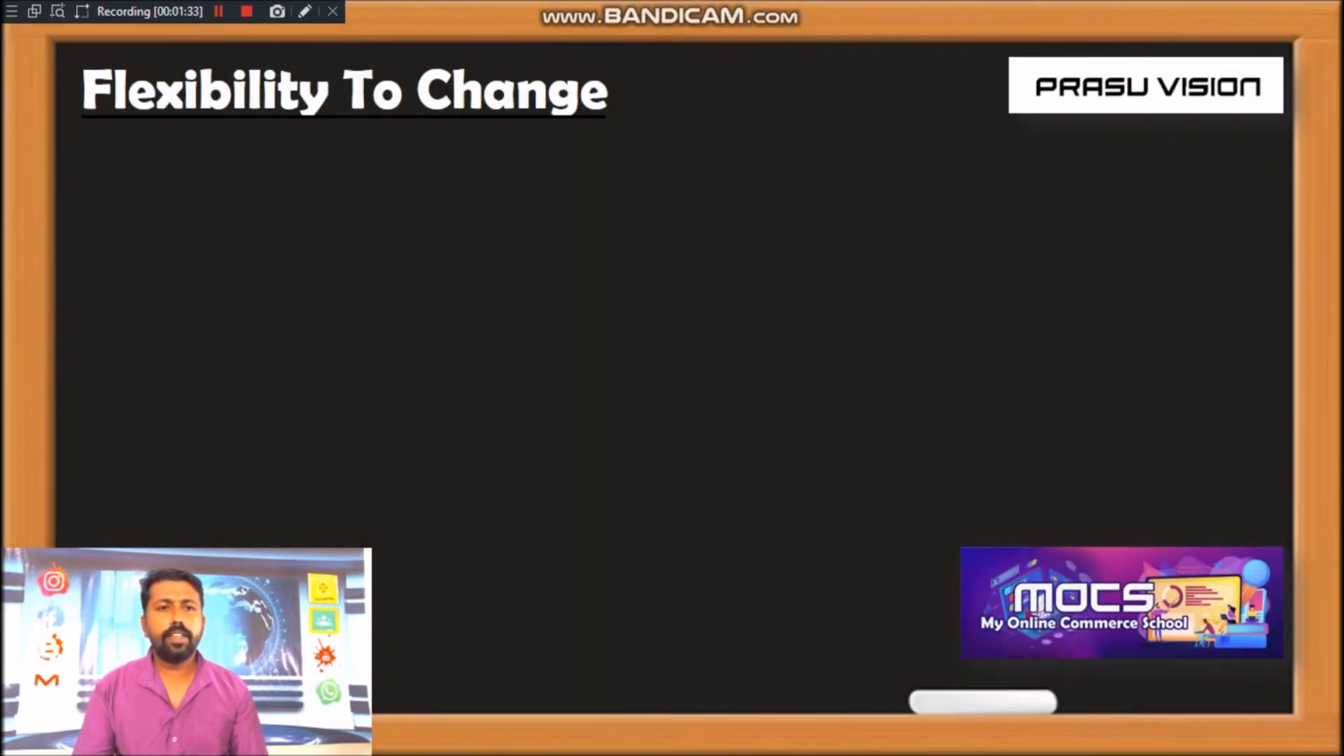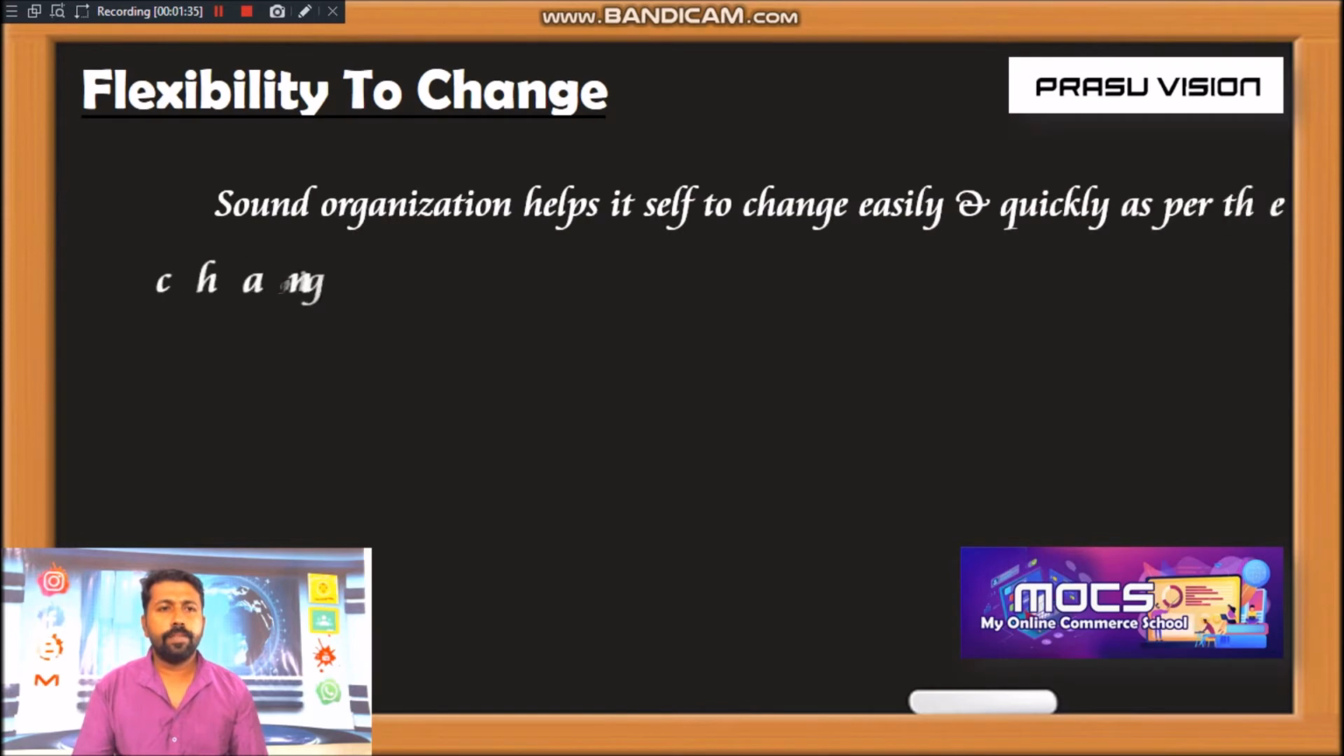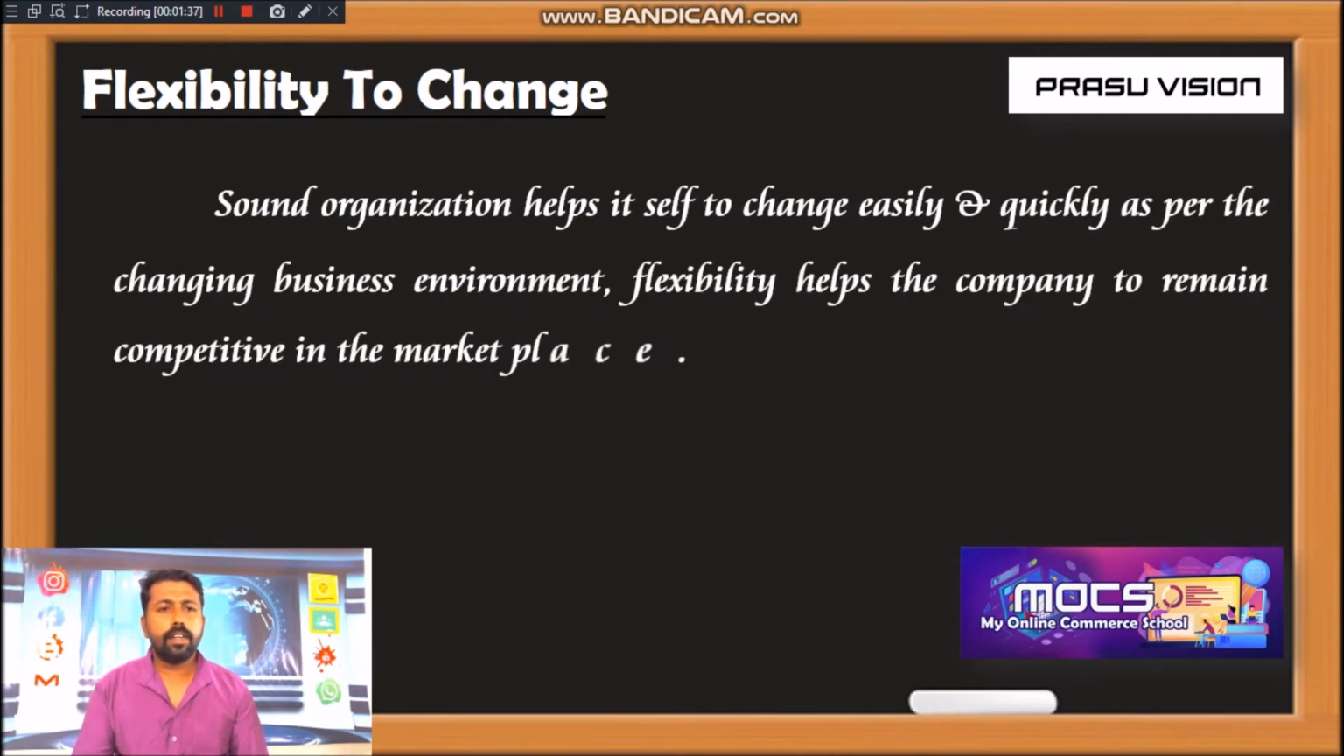And the next one is flexibility to change. You remember, the organizing function in an organization always helps in accepting the changing business environment. So, a sound organization helps itself to change easily and quickly as per the changing business environment. Flexibility helps the company to remain competitive in the marketplace.